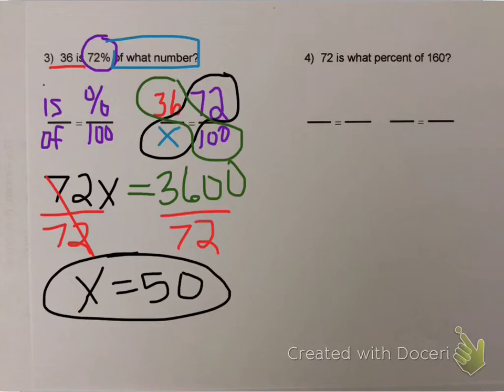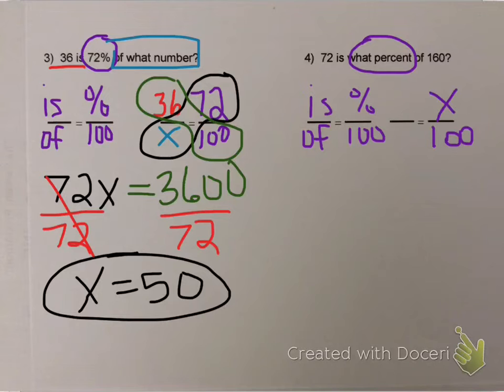Okay, looking at number 4. The first thing we're going to do, we're going to look at 72 is what percent of 160. We're going to plug in to our proportion is over of equals percent over 100. And we're going to plug in our 100. The first thing I'm going to look for is my percent. What percent? I don't know the percent, so we plug in our variable x. Then I'm going to look for the word of, and the number after the word of is going to be my of. 72 is what percent of 160. That's my of. And then whatever is left will be my is. So I have 72. That's my is.